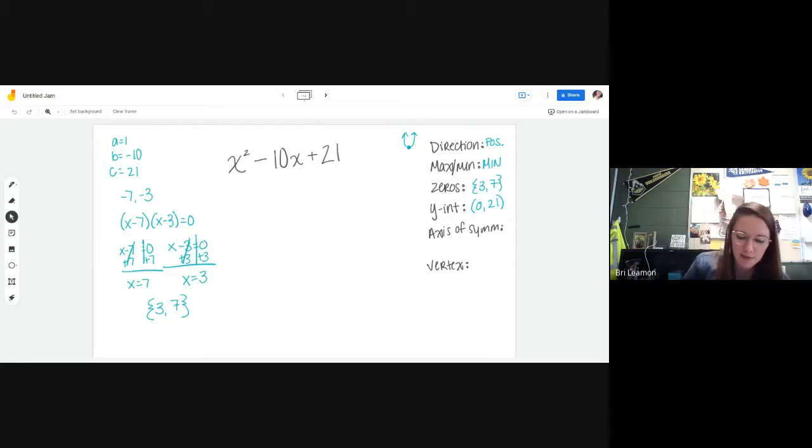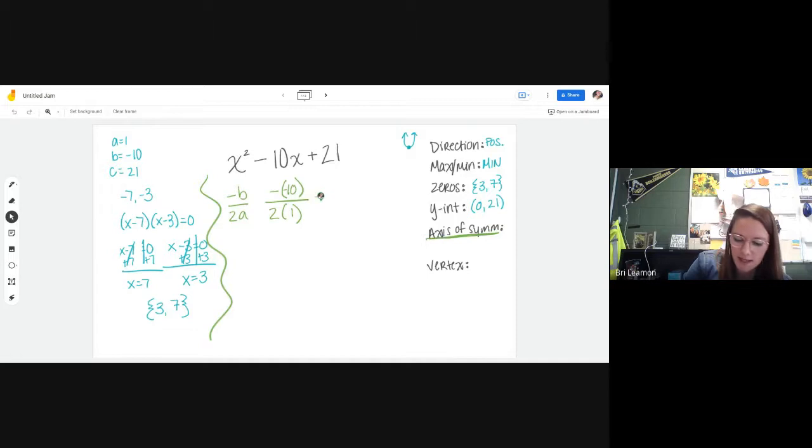My axis of symmetry here, I'm going to do this one in green. Remember, this is where we have our formula of negative b divided by 2a. So here, I'm going to plug in my b value. I'm going to put negative because that's what's in my equation. Then plug in my b value, which is negative 10, and divide that by 2 times my a value here, which is 1.